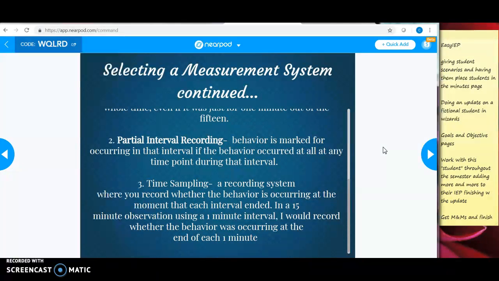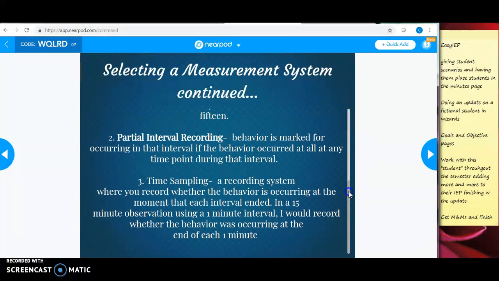The second type of interval recording is partial interval recording. And that is when a behavior is marked for occurring in that interval if the behavior occurred at all at any time point during that interval. So if you were taking data for 15 minutes and the child talked out at any point during the 15 minutes, you would mark down every single time they talked out. It doesn't matter what time stamp it's happening at, you would mark down every time they spoke out.